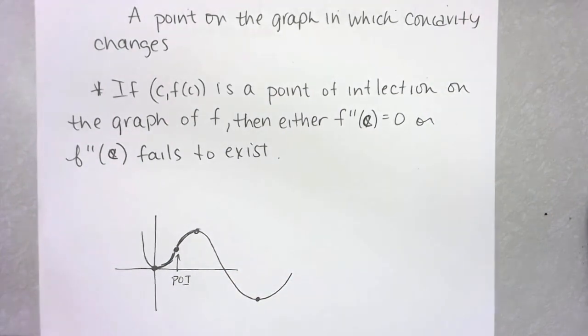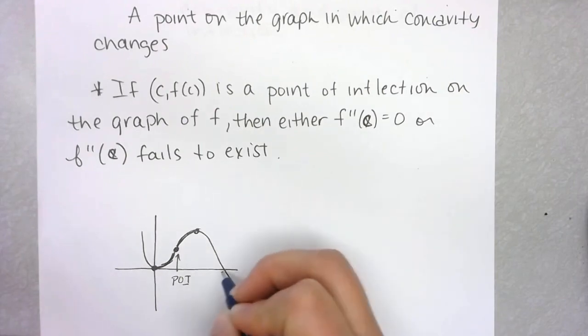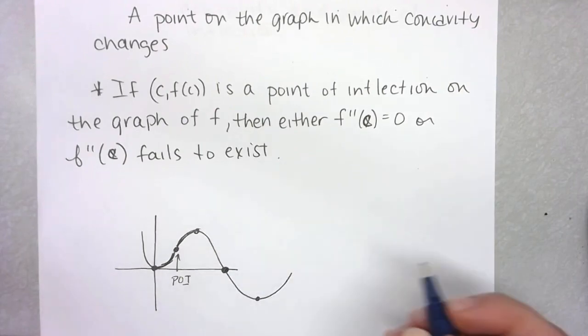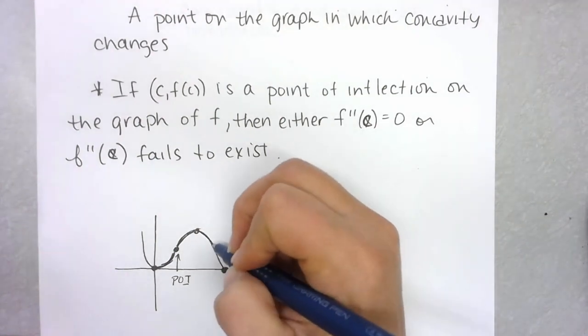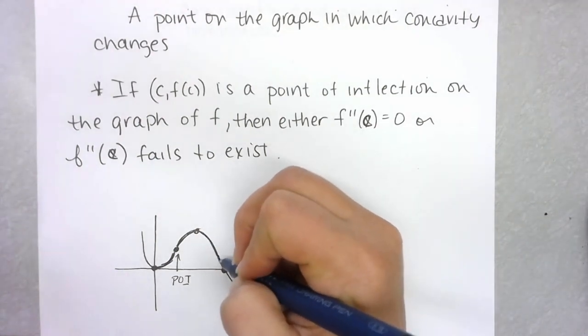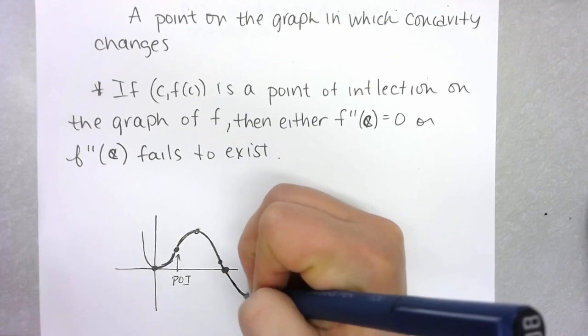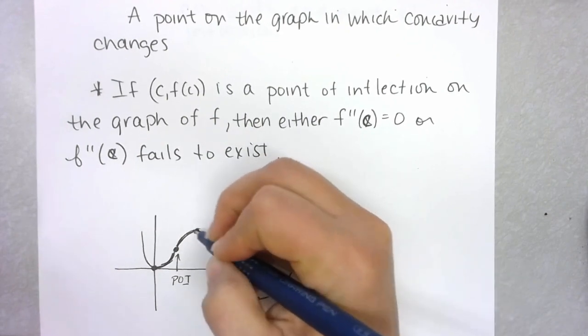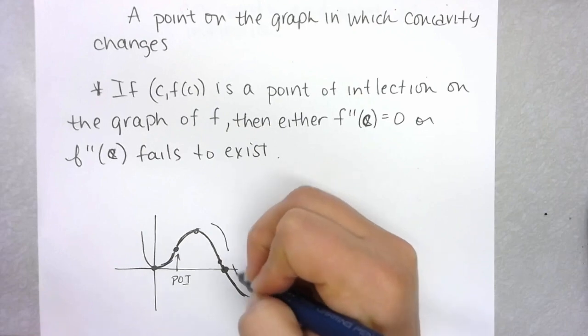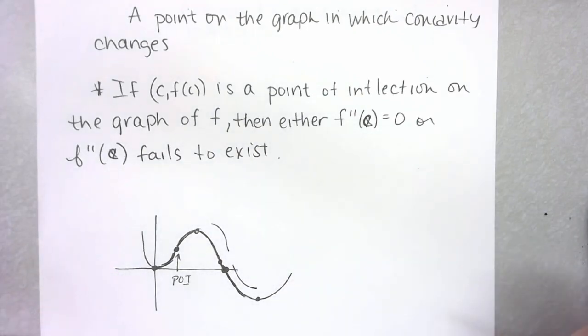Okay, and then also probably right around here is a point of inflection as well, because this has a downward tilt to it. Actually, maybe it's more up here. And now this one has this upward tilt to it. So it goes from down here to more up here. See the difference in the curve?